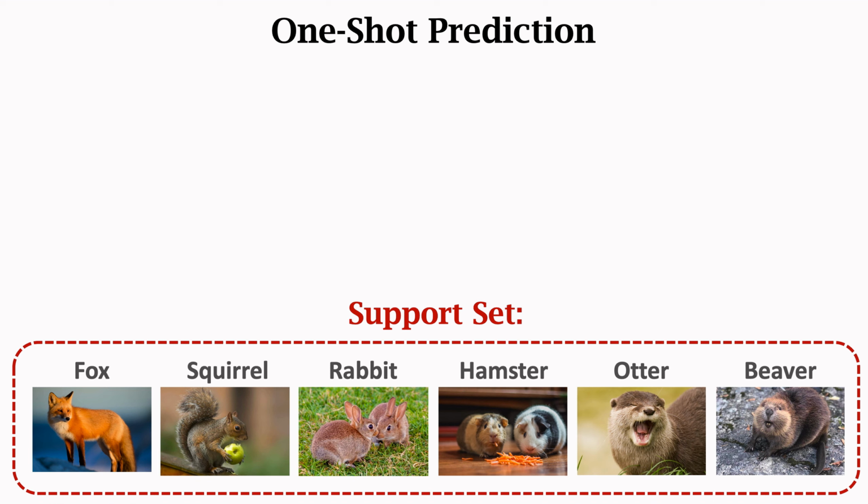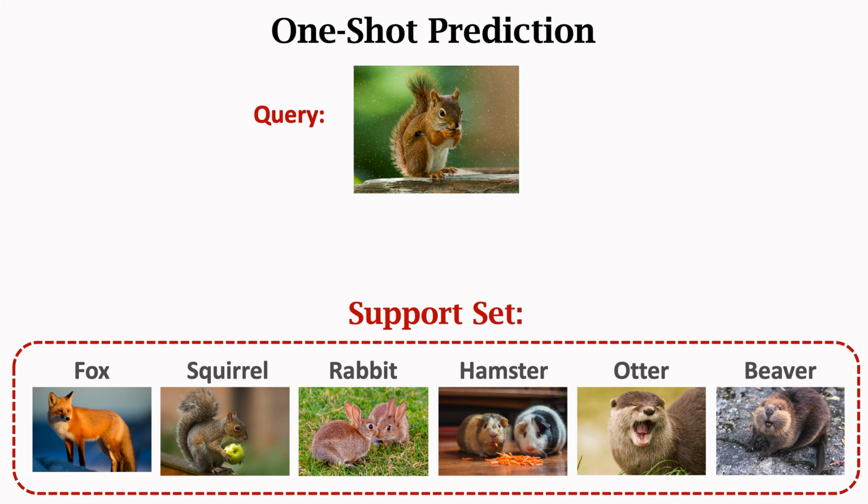After training the Siamese network, we can use the network for one-shot prediction. We are given a support set. The classes in the support set are not contained in the training set. We are given a query image. It belongs to one of the 6 classes in the support set. We want to classify the query image.